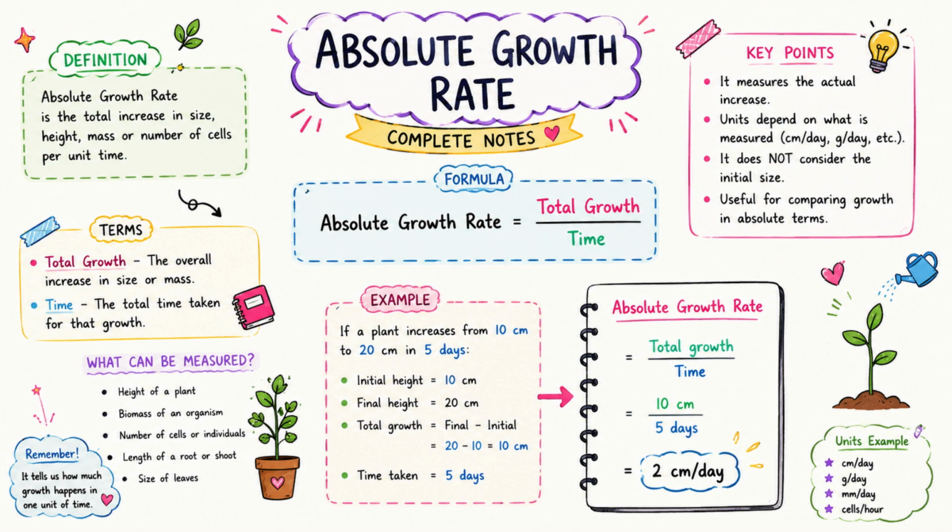Now we divide this total growth by the time taken. So 10 centimeters divided by 5 days gives 2 centimeters per day. Therefore the absolute growth rate of the plant is 2 centimeters per day. This means that on average the plant increased its height by 2 centimeters every day.